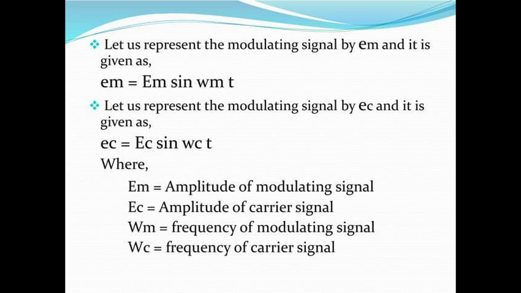Let us represent the modulating signal by EM, given as EM equal to capital EM sin omega_m t. Let us represent the carrier signal by EC, denoted as EC equal to capital EC sin omega_c t. Capital EM means the amplitude of the modulating signal, and capital EC means the amplitude of the carrier signal. The frequency of the modulating signal is omega_m, and the frequency of the carrier signal is omega_c. So omega_m and omega_c are the frequencies of the modulating signal and the carrier signal, and EM and EC are the amplitudes of the modulating signal and the carrier signal. This is the explanation of these expressions. Thank you all.